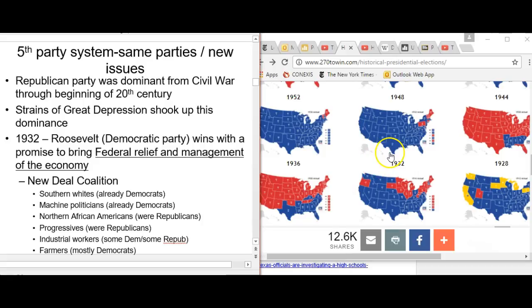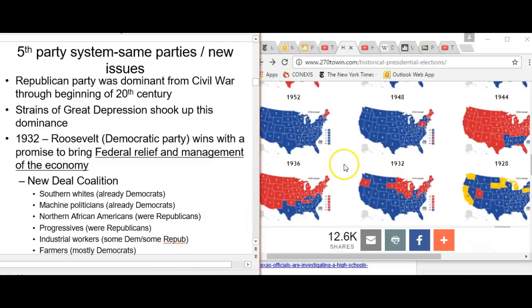Progressives were also brought into the Democratic Party at this time. Progressives had been Republicans. They had tried to strike out on their own with a progressive party. But Teddy Roosevelt himself led up those efforts. And these are people who were interested in things like democratic reform, urban reform, public safety and health. So progressives started voting Democratic.